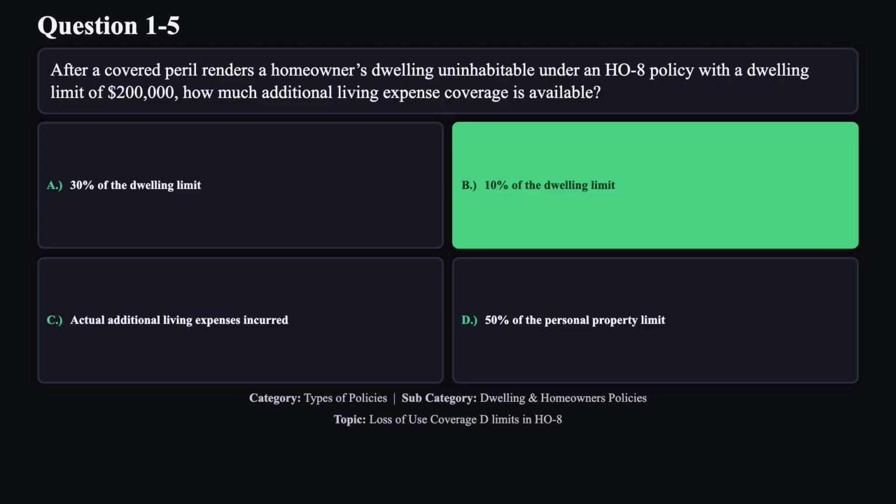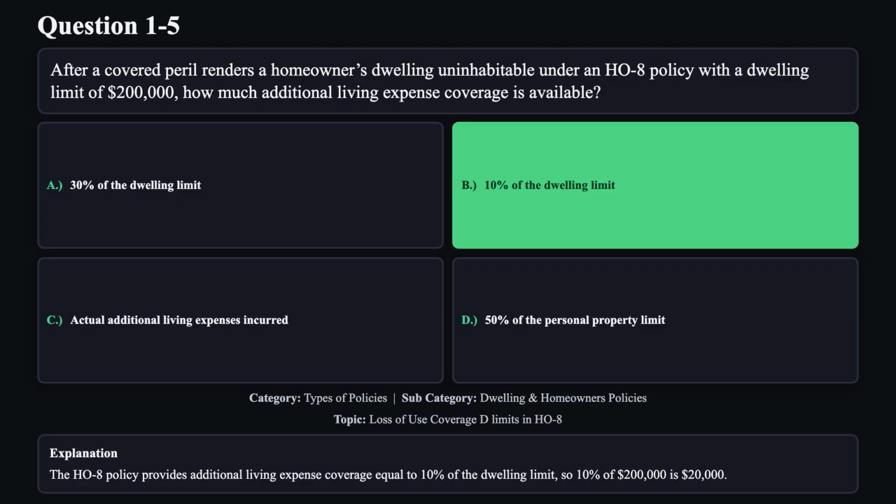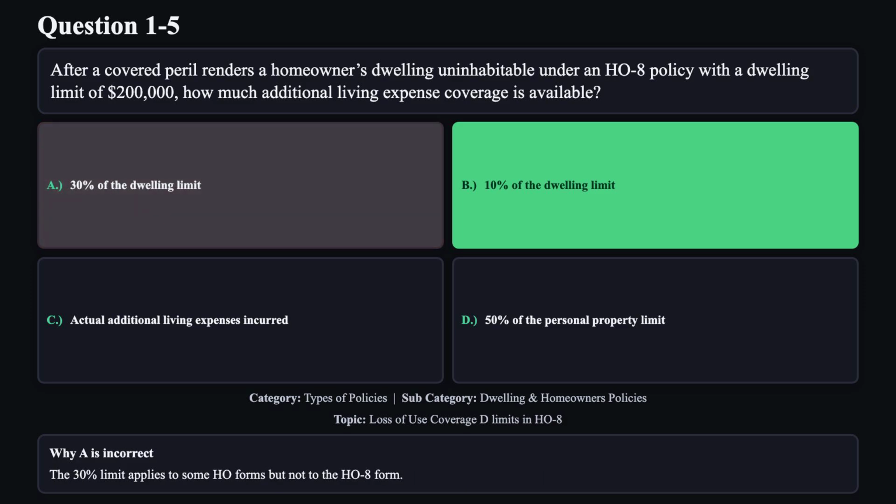The correct answer is B. The HO8 policy provides additional living expense coverage equal to 10% of the dwelling limit, so 10% of $200,000 is $20,000. Reason A is not correct. The 30% limit applies to some HO forms but not to the HO8 form.